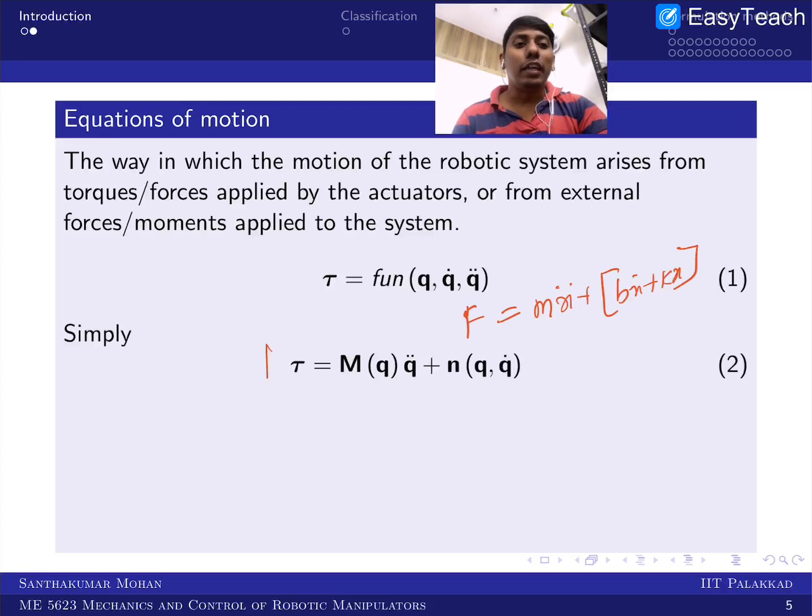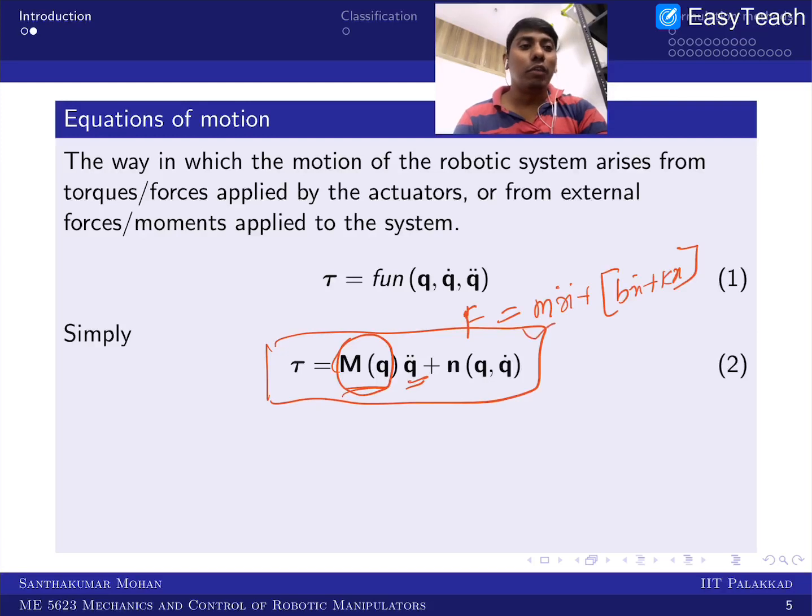So in the same way, I can write a general body, or you can say a robotic system, where the inertia matrix multiplied by the acceleration vector is equivalent to m x double dot, and all the remaining terms I am bringing together as a single vector, which is equivalent to b x dot plus k x in the mass-spring-damper system. So now you can see that this is tau.